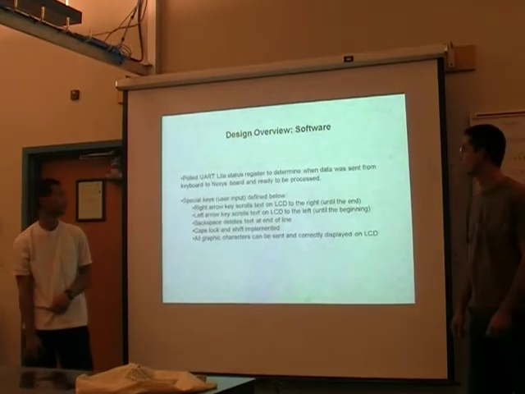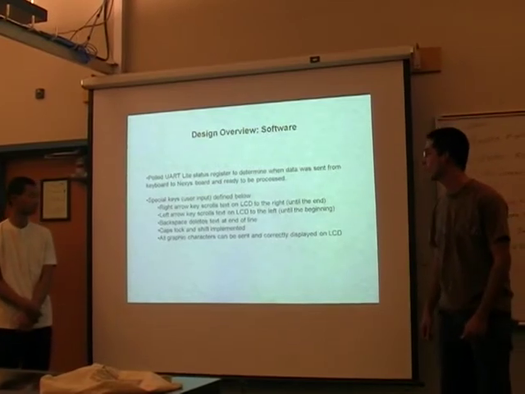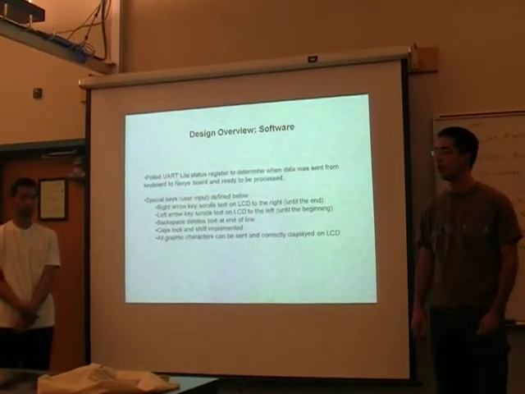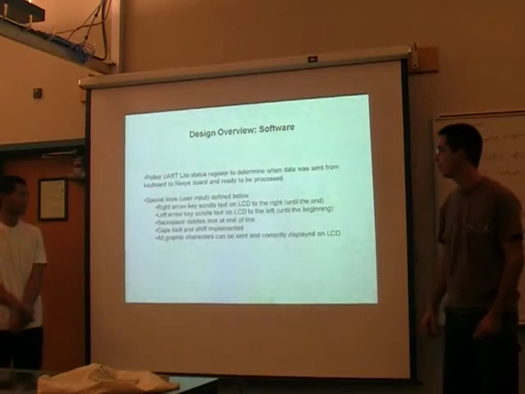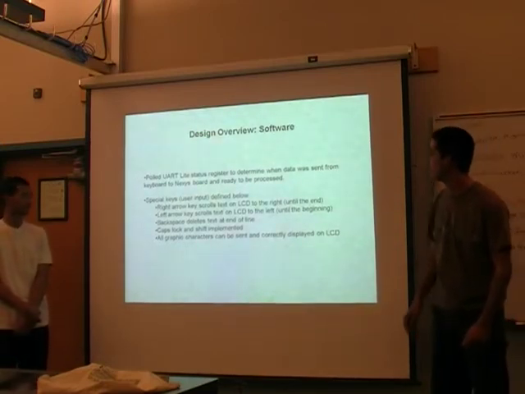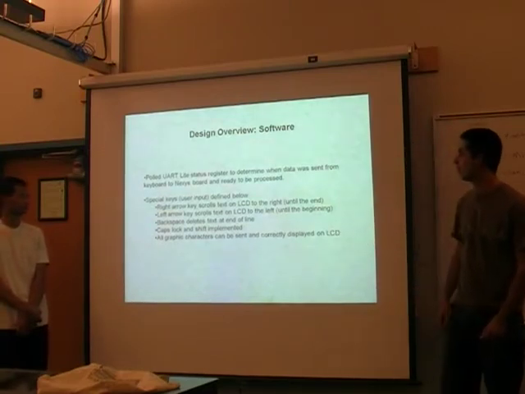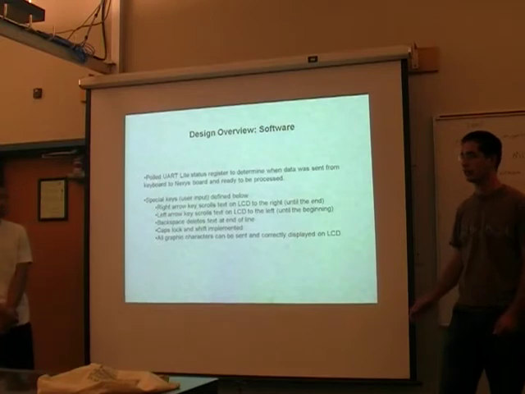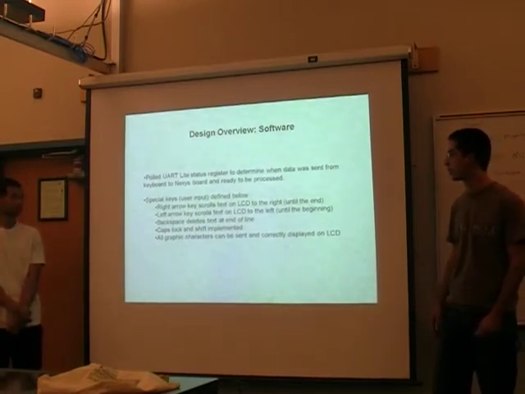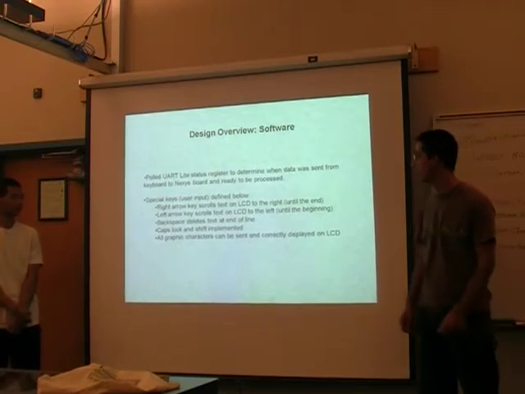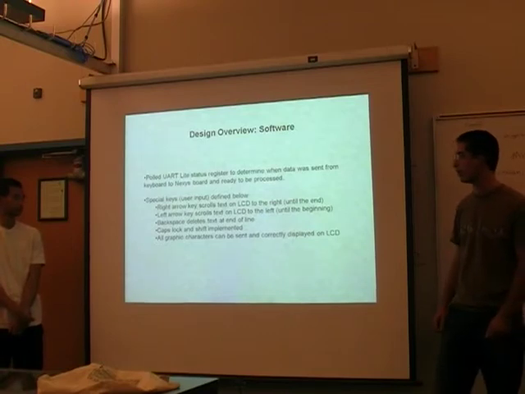So for the software, we ended up going with polling. It'll poll the status register to determine when data was sent to the UART. We defined a few special keys. Right arrow key will scroll a character at a time until you get to the end of the text, or end of the character array. The left arrow key scrolls to the beginning. Backspace will delete text at the end of the line.